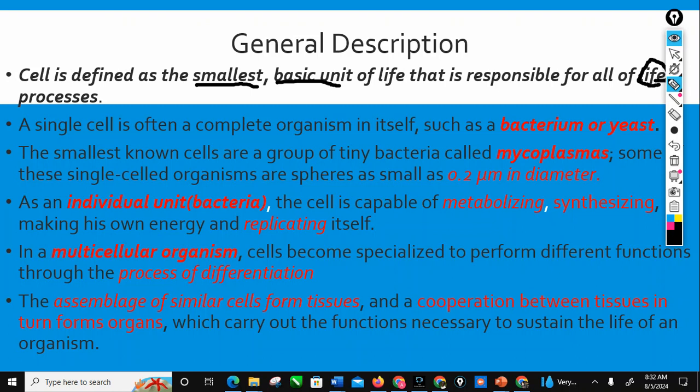So it means that every characteristic that is attributed with a living thing, attributed with life, is first attributed with a cell. Is that okay? In fact, there is a theory that the levels of organization of life actually begin with the atom. Atoms are the smallest particle of an element that can take part in a chemical reaction.